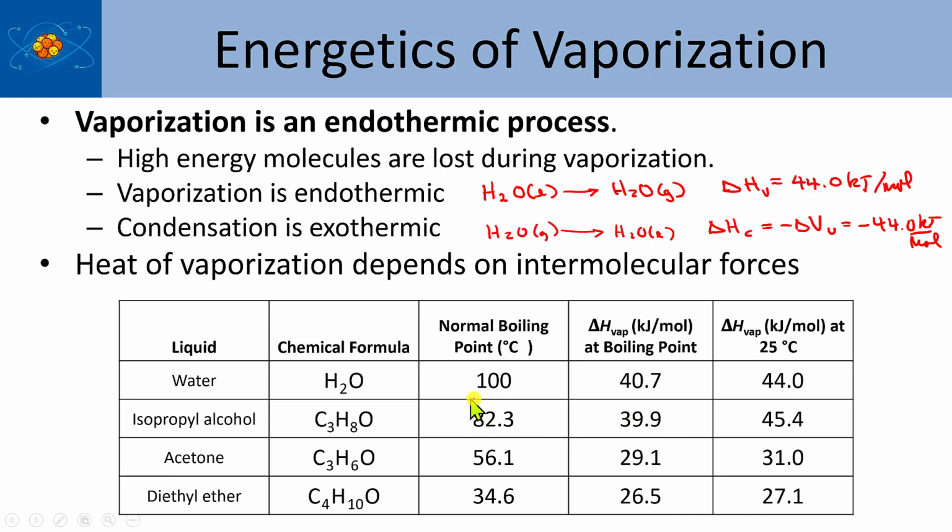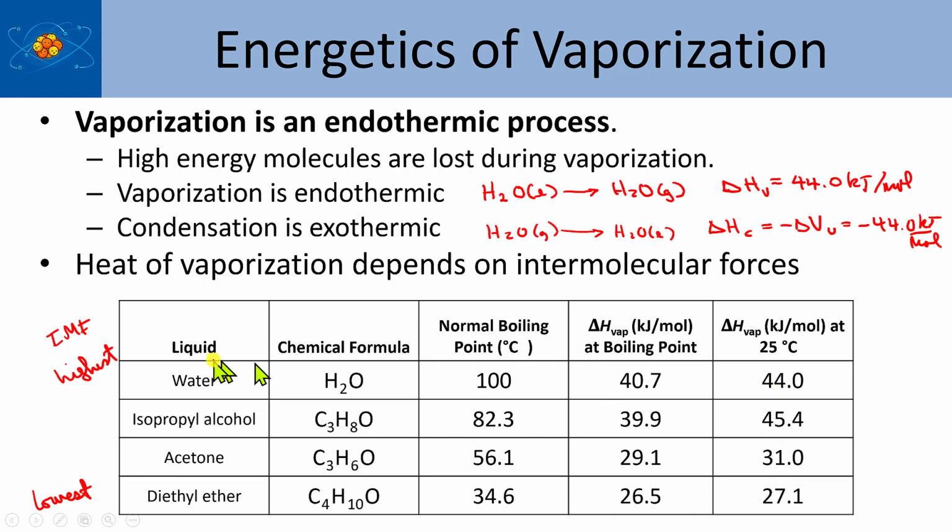So here are a couple of different heats of vaporization for water, isopropyl alcohol, acetone, and diethyl ether. And these are listed from top to bottom in terms of intermolecular force. Water is the strongest on the list, and diethyl ether has the lowest. So heats of vaporization are also dependent on the intermolecular forces.